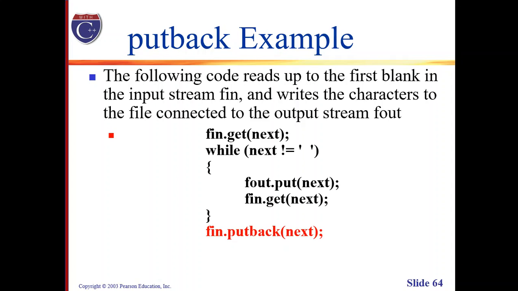The following code reads up to the first blank in the input stream fin and writes the characters to the file connected to the output stream fout. So for example, what we did here is, of course, we establish an input stream and we name it fin. Then we called the get function. And of course, whatever character that we read from this input stream will be stored into this variable.